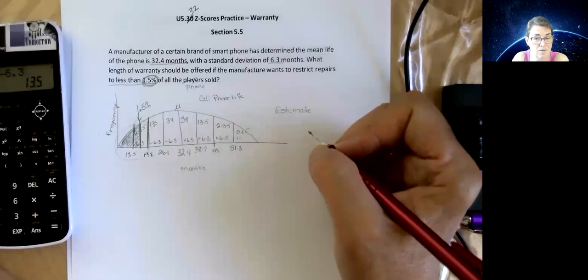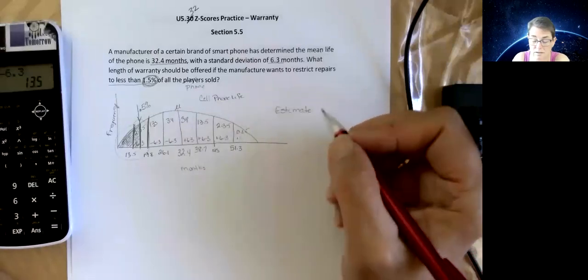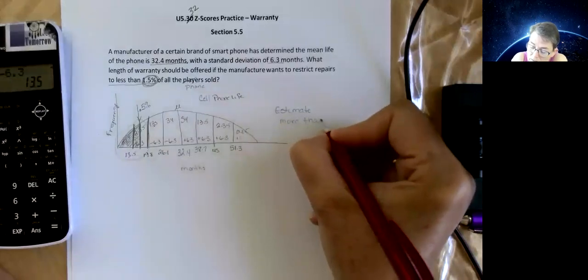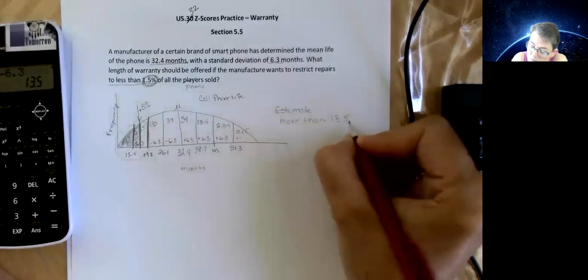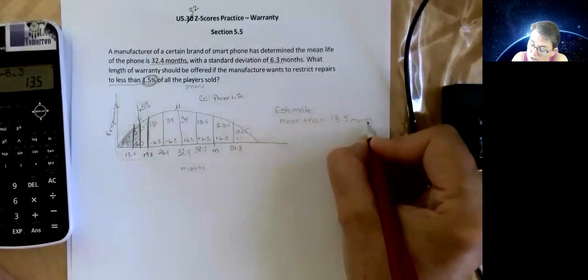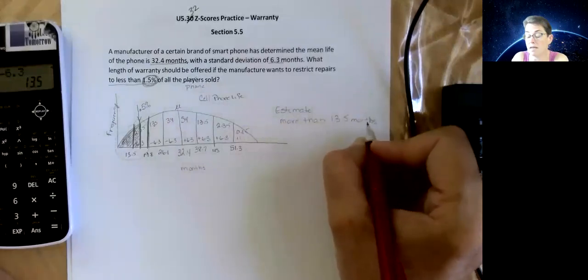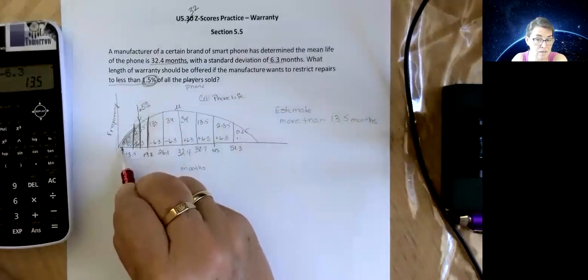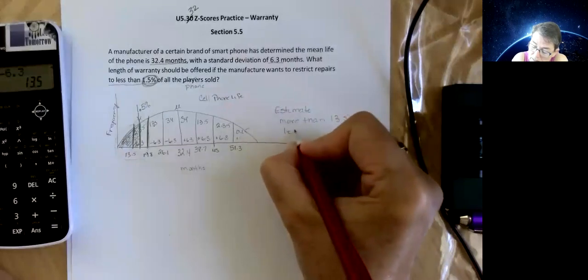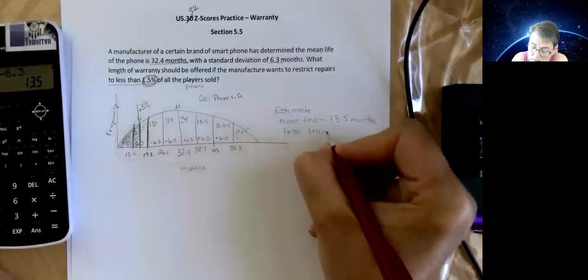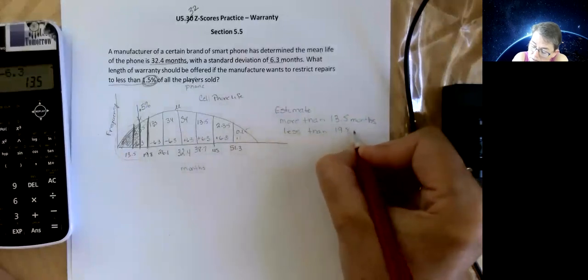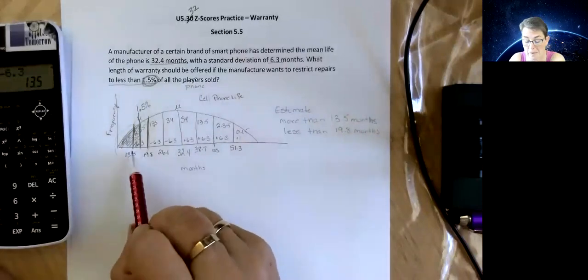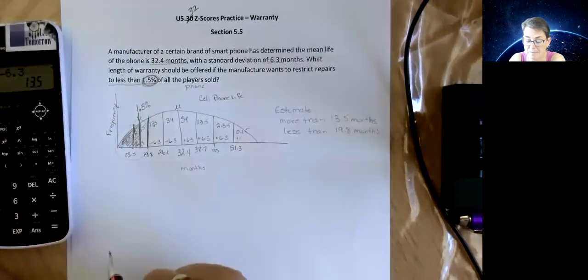I'm just going to throw a little estimate over here to keep us on track. So I know it's going to be more than 13.5 months, because if I say that, then I'd only have to replace 0.15%. Not enough. But less than 19.8 months. It's just going to be somewhere in there, and that's going to be your magic number.